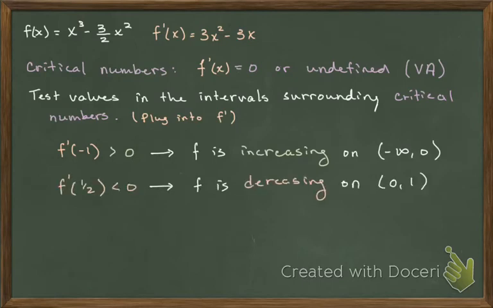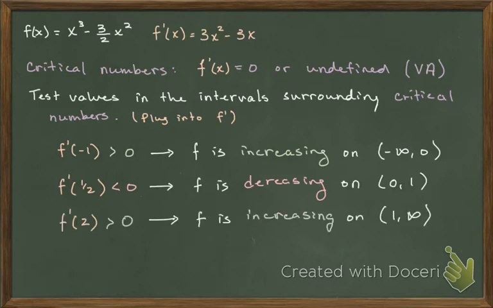F prime of 1/2 was negative, so that implies that my function is decreasing on the interval where 1/2 lives, between 0 and 1. And finally, f prime of 2 is bigger than 0, so we say that f is increasing on the interval from 1 to infinity. So I've got all the information from my derivative there as it pertains to my function. I know where the function is increasing, decreasing, and I can combine those, right? So I can combine these two lines to say that my function is increasing on -infinity to 0, and then again from 1 to infinity.